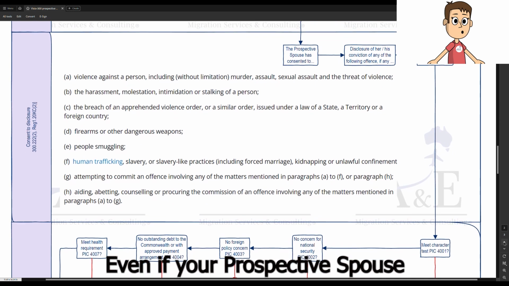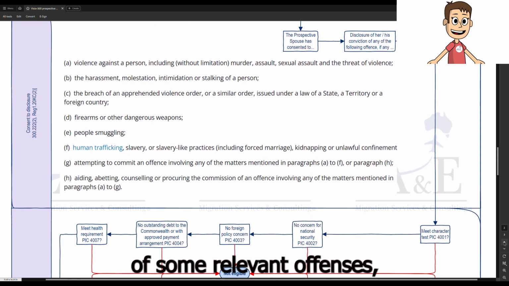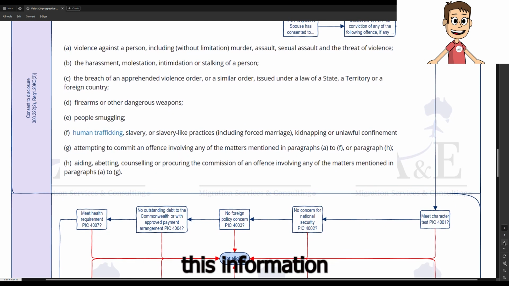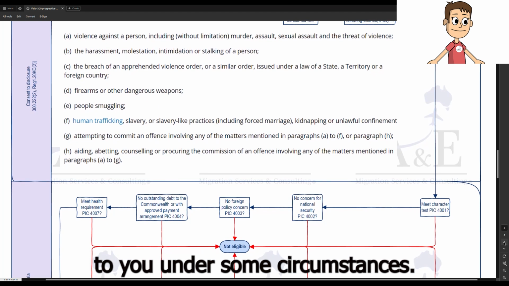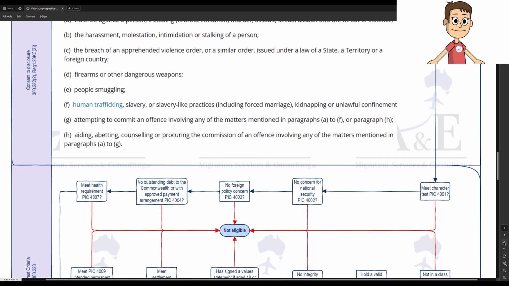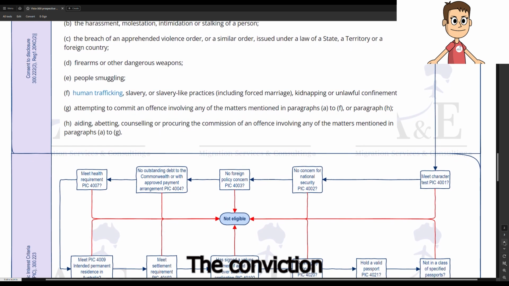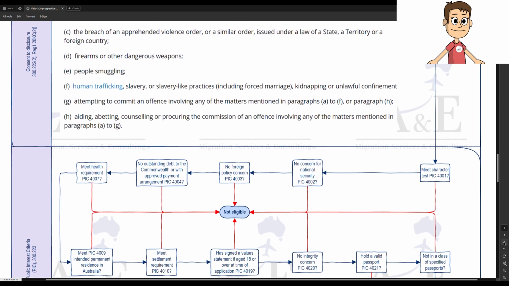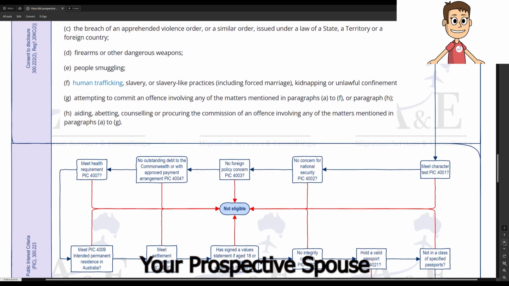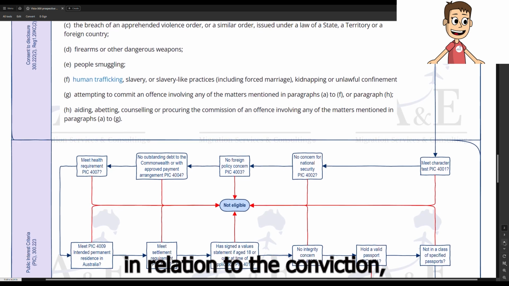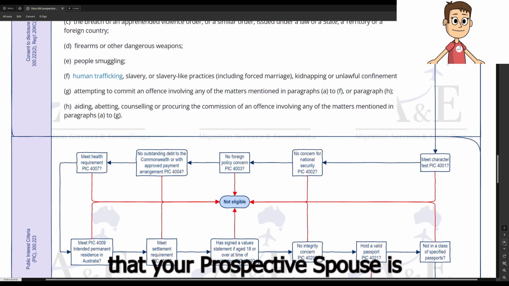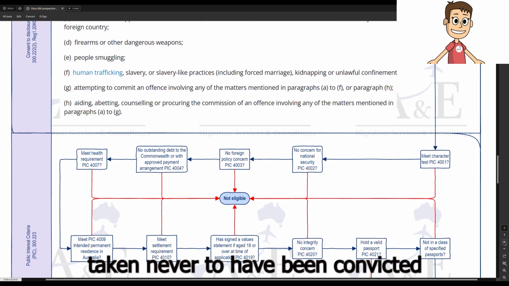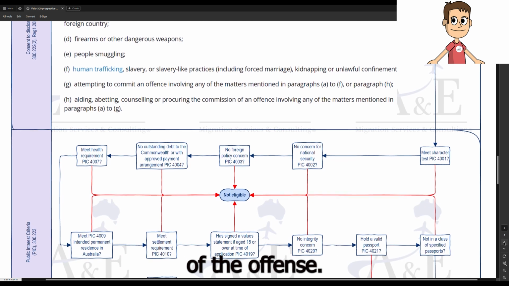Even if your prospective spouse has been convicted of some relevant offences, this information may not be required to be disclosed to you under some circumstances. Example 1. The conviction has been quashed or otherwise nullified. Example 2. Your prospective spouse has been pardoned in relation to the conviction with the result that your prospective spouse is taken never to have been convicted of the offence.